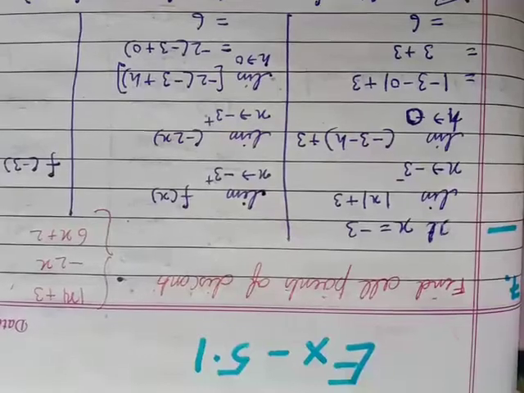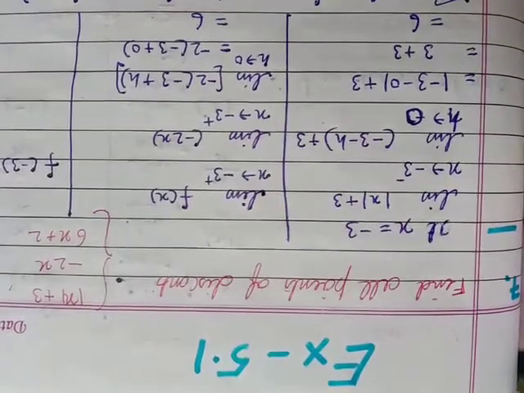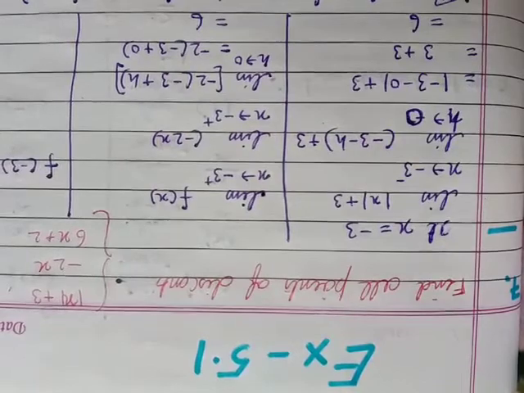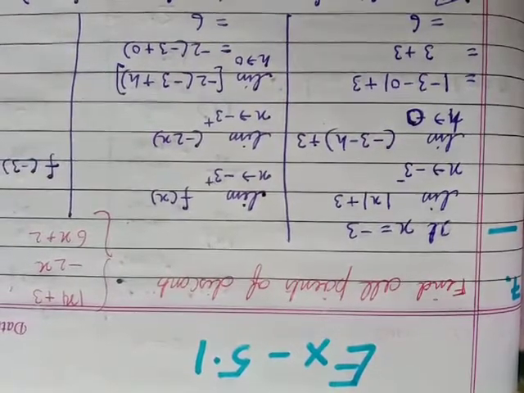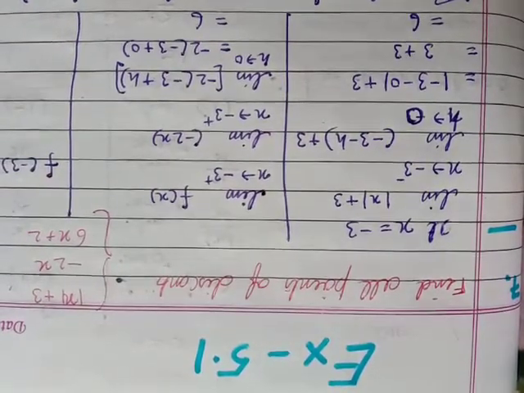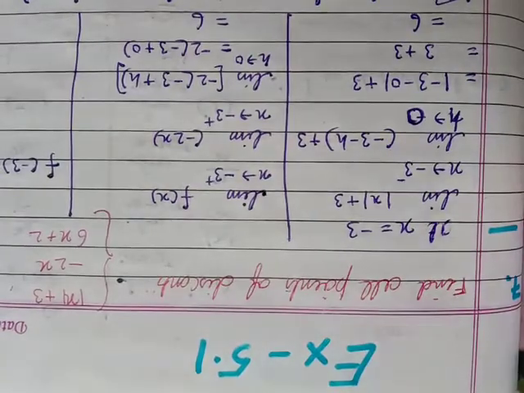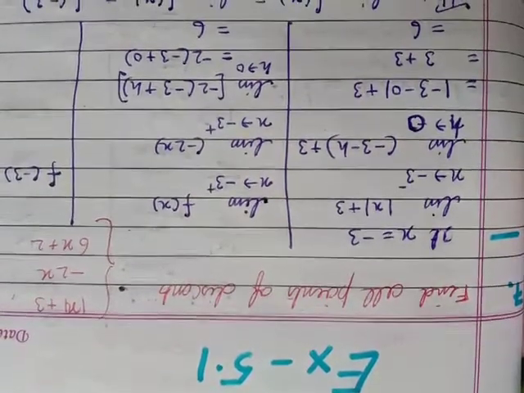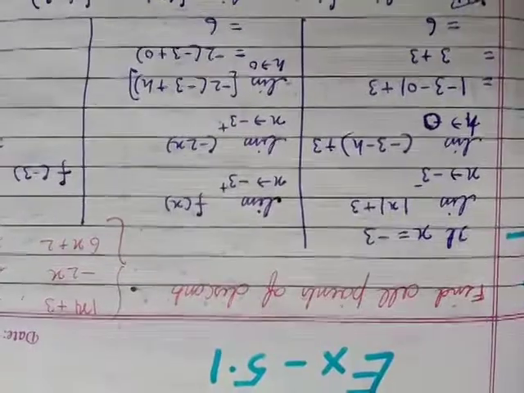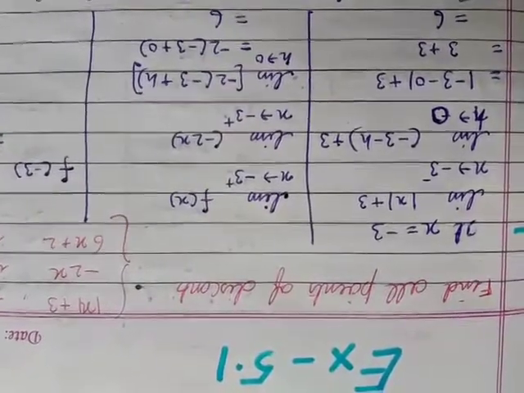Dear student, exercise 5.1 is continued, and this is the chapter Continuity and Differentiability. The question number 7 is: find all points of discontinuity.